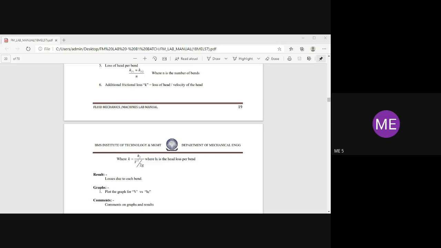I have posted this first trial. Trial one is for the 27 mm diameter pipe without bend. We are going to calculate HF1 for this one. Next, for the 27 mm diameter with bend, we are going to calculate HF2. Next, we calculate HF as HF1 minus HF2. Then divide by the number of bends, 8. So this is for trial one.